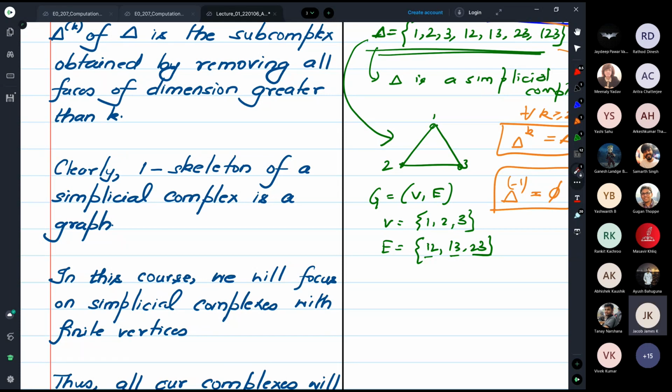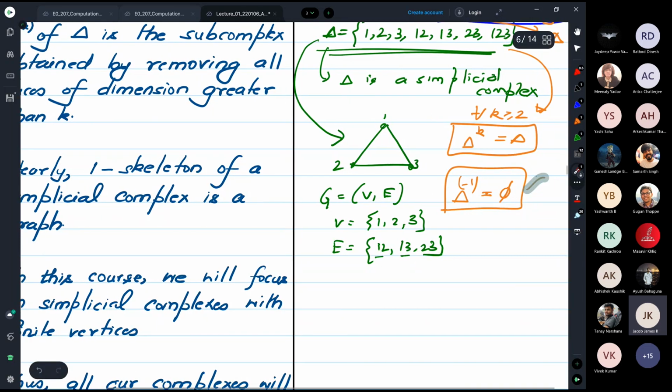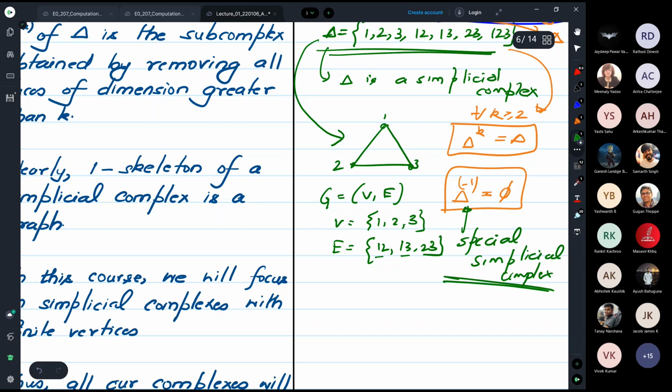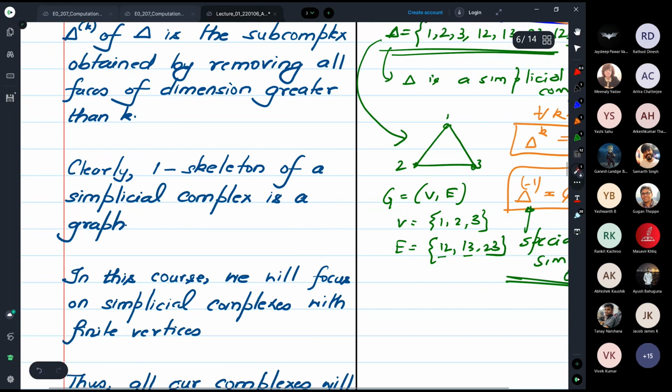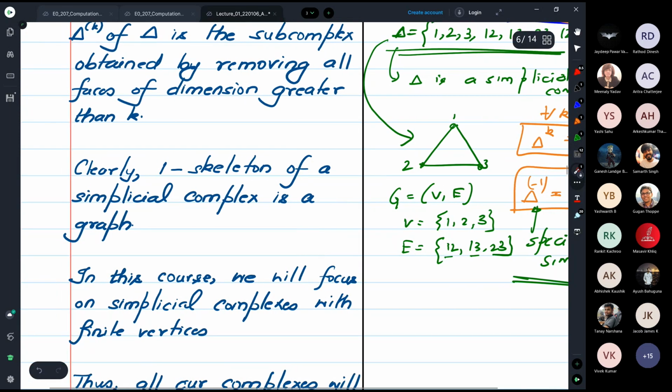Sir, delta raised to minus 1 is empty, right? Yes. A simplicial complex need not be non-empty. It should be a collection of non-empty sets. So this is a special simplicial complex. The empty simplicial complex, I agree, is a bit tricky, but we will think of this as a simplicial complex that has no sets. Is this okay? Yes, sir. All right.